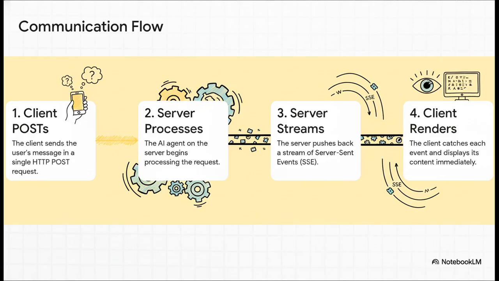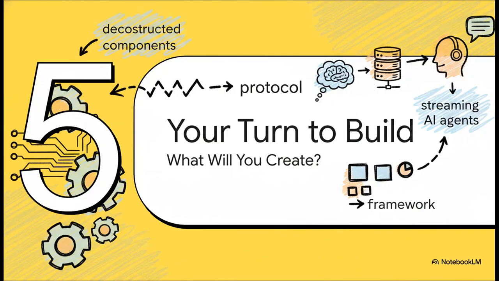So this flow is what's really important to get. The client sends just one single question over to the server. The server starts thinking, and as it comes up with the answer, it opens this special one-way channel and starts streaming back these little packets of data, the SSE events. The client just catches each one as it comes in and puts it on the screen. It's so much more efficient and feels way faster than having to wait for the whole perfect paragraph to be finished. So now that we've pulled back the curtain and looked at the server, the client, and the protocol that ties them all together, you basically have the blueprint. You've got all the concepts you need to start building your own streaming AI agents.